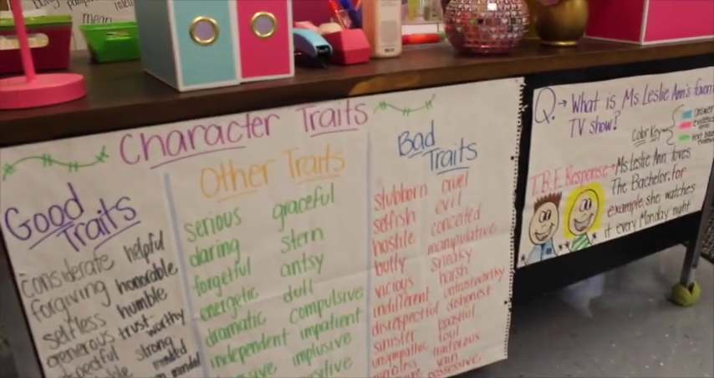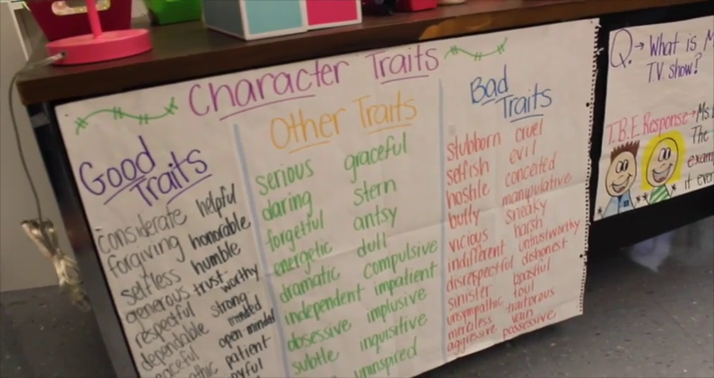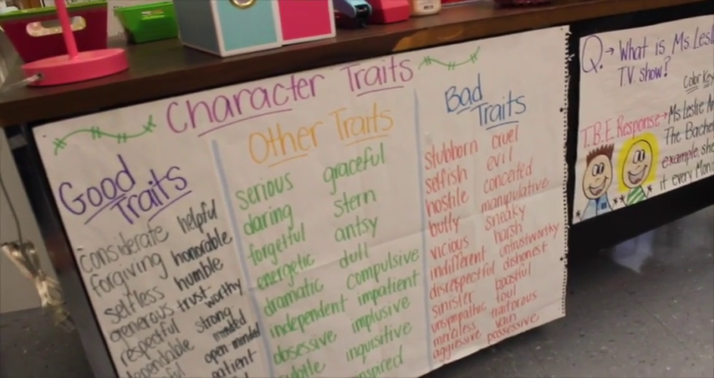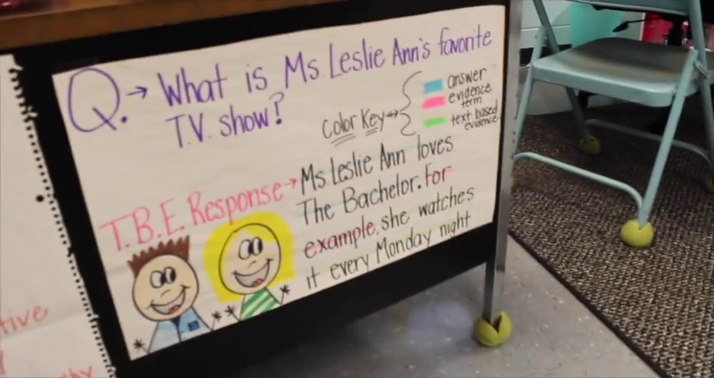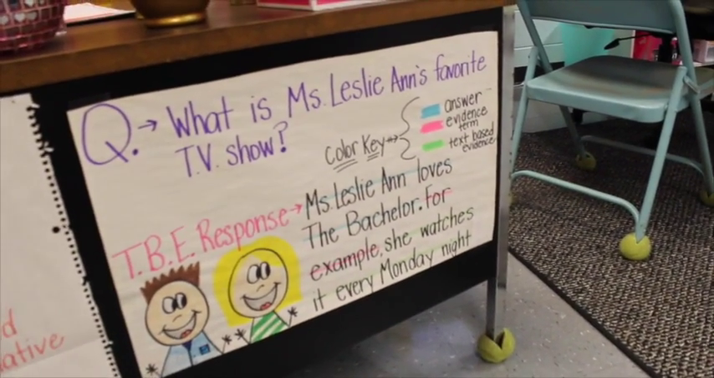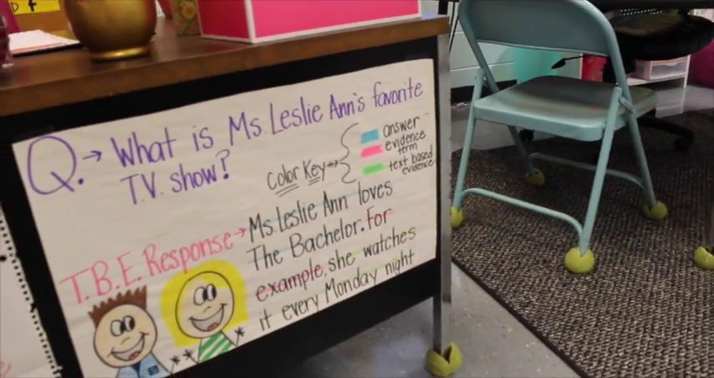The kids use this all the time when they are describing characters. I want them to use more descriptive words, so they have this to refer to. This is my anchor chart that we use at the beginning of the year when we talk about how to cite evidence. We go over this, and this is the example that I use.